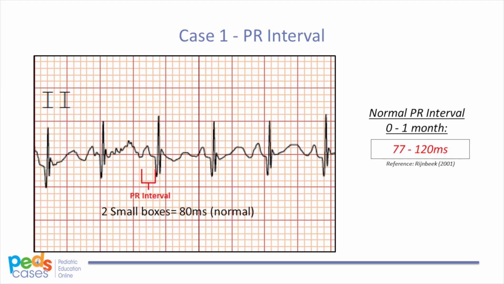Our patient is 4 weeks old, so based on the Rijnbeek norms, the PR interval should be between 77 and 120 milliseconds. The PR interval in our patient is 80 milliseconds, measured in lead 2, which is within normal limits.